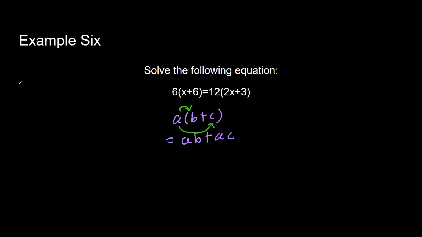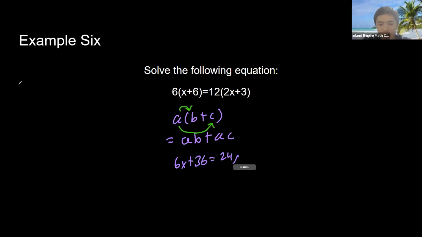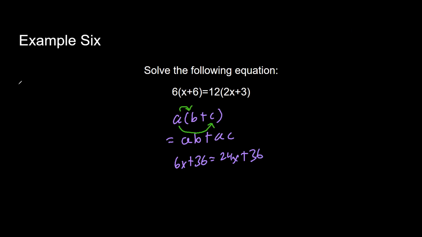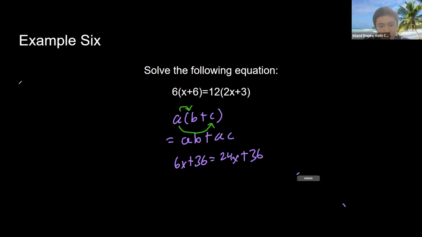You do the distributive property, so it's 6x plus 36 and 24x plus 36. That's right, exactly. And from now on, what will we do, Caden? Then we subtract 6x from 24x. Great. That leaves 18x on the right side. So now what will we do?